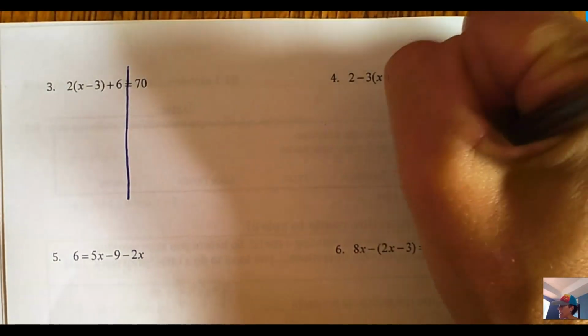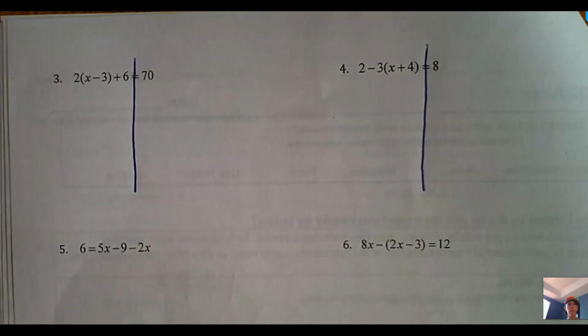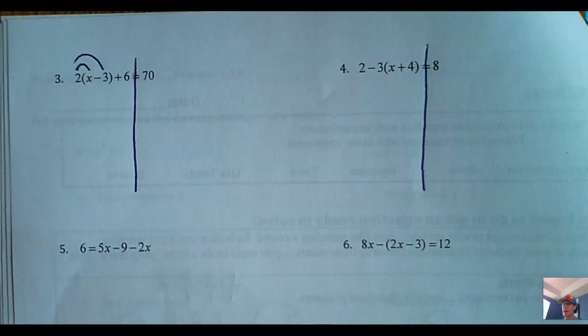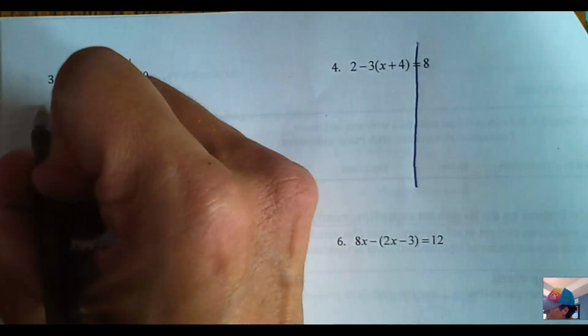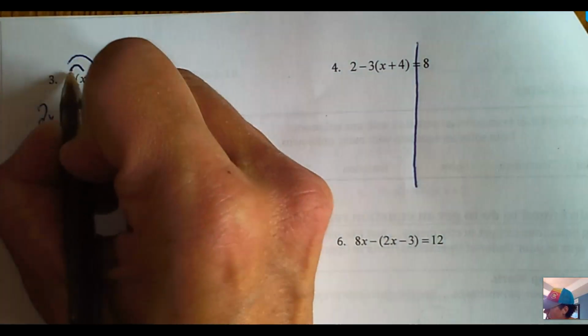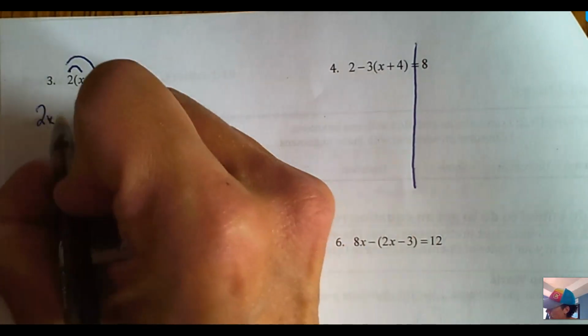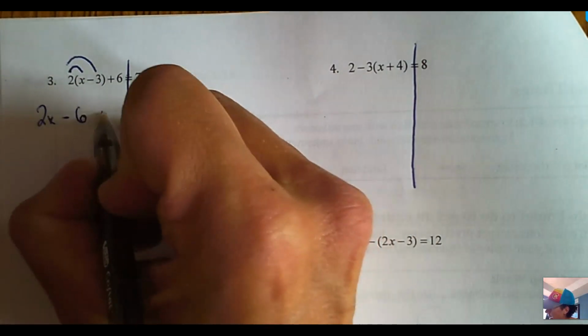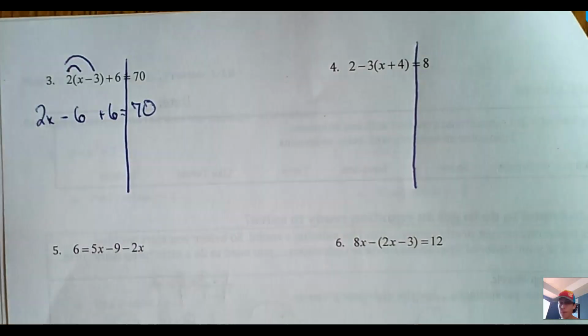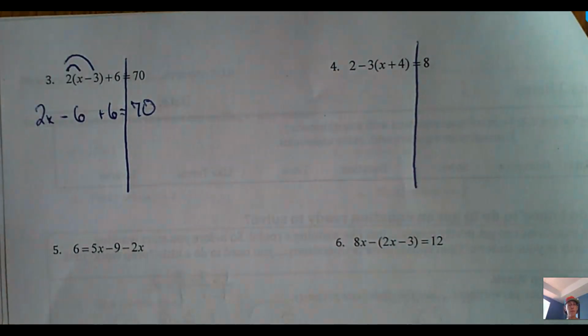So what we're going to start to work on now is not two-step equations. So we're going to go through our prep work. First I always draw my wall. And the first thing I always look for in my prep work are parentheses. So I have parentheses like this. Okay? So remember, this is multiplying. So I'm going to get 2x from here. And when 2 meets 3, I'll have -6. Then I'm going to have +6 equals 70. So that's the first step, parentheses.